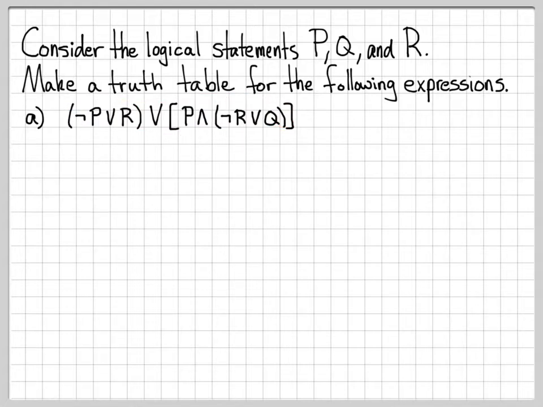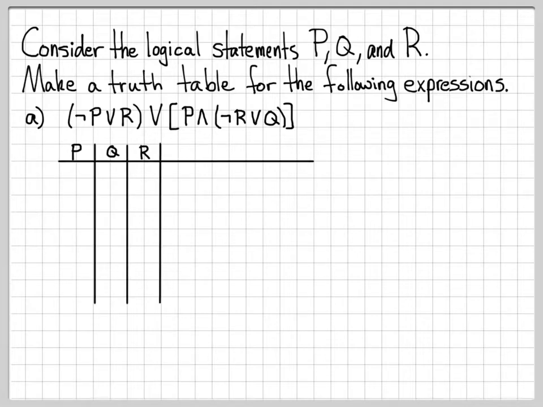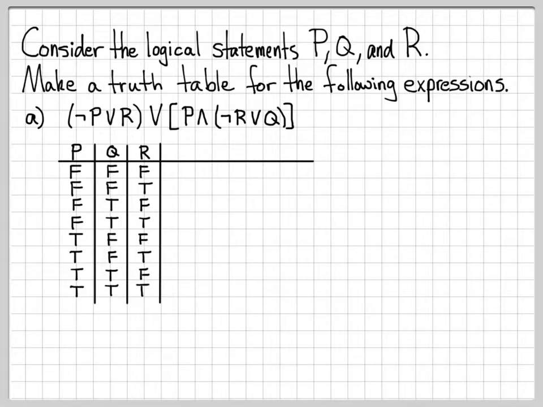Okay, so the first thing we need to do is construct our table, and our table is going to consist of the variables we're working with, and the variables we're working with in this case are P, Q, and R. So I'm going to start off with columns for those variables, and we're going to follow the convention that we always start off with all false, and then we slowly build up to all true. So we go FFF, FFT, FTF, FTT, TFF, TFT, TTF, and then TTT. So start with all false, and then toggle your way up to being all true. That is the convention that we use to construct our truth tables.